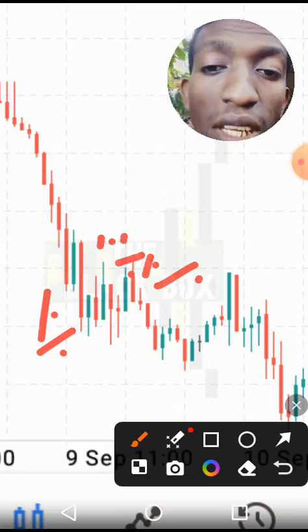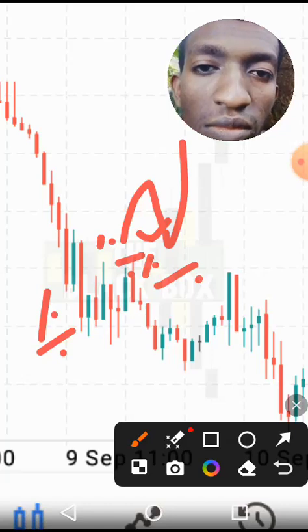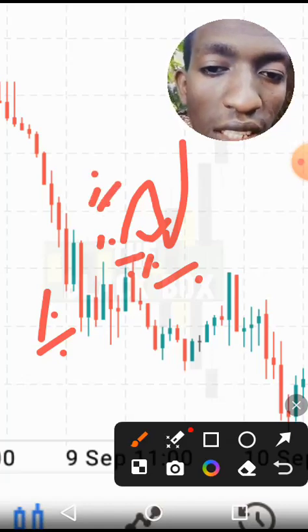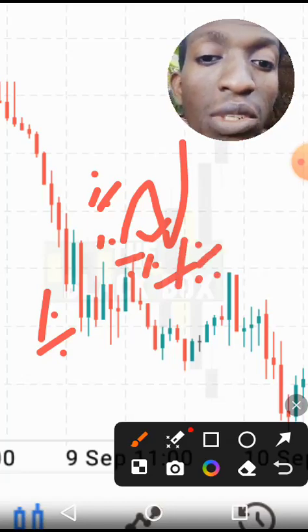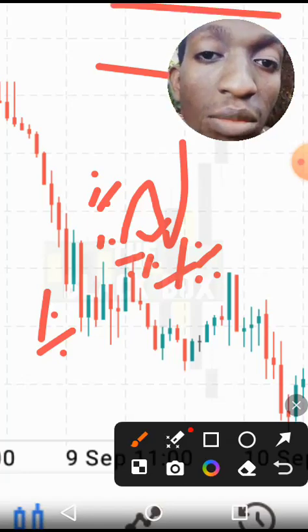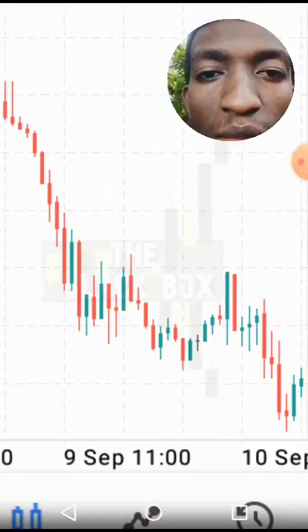So if the price changes direction and moves up, you enter another 1%, and then at the retest, you enter another 1%. Okay, that's how it works. Then you target the TP2 and TP3. That's how it works.